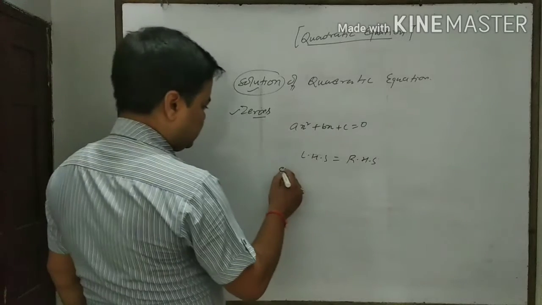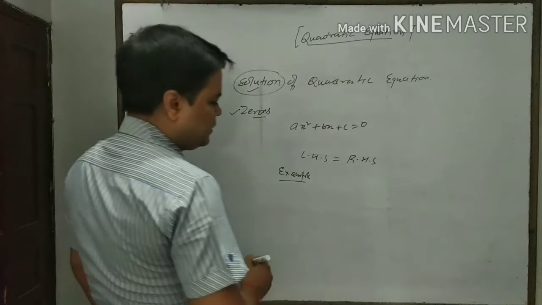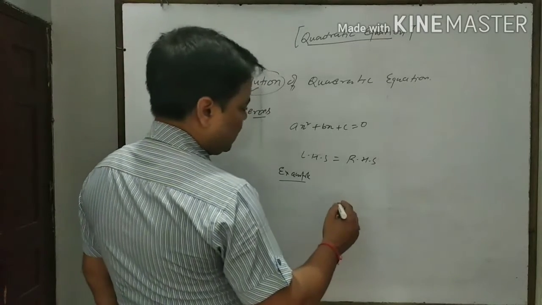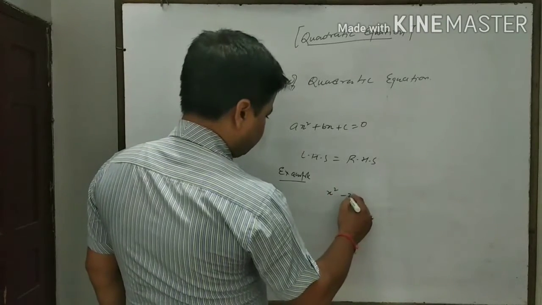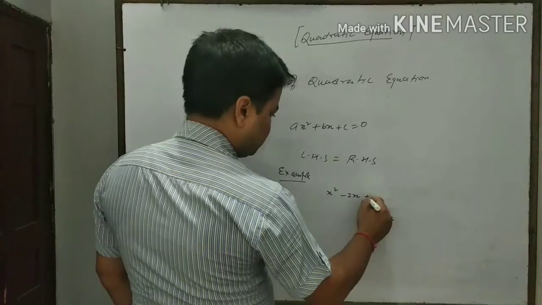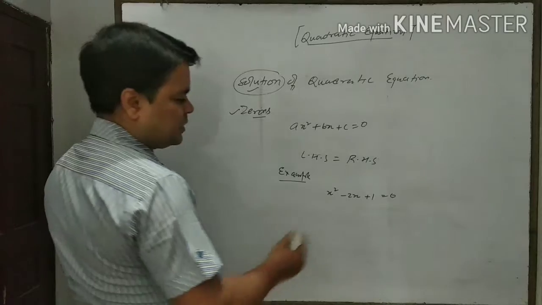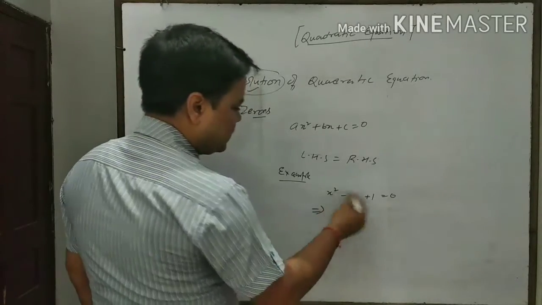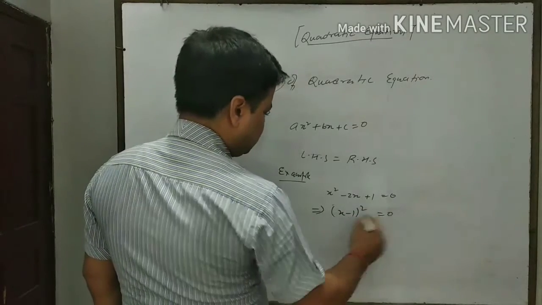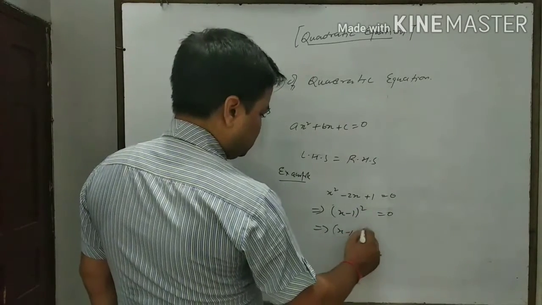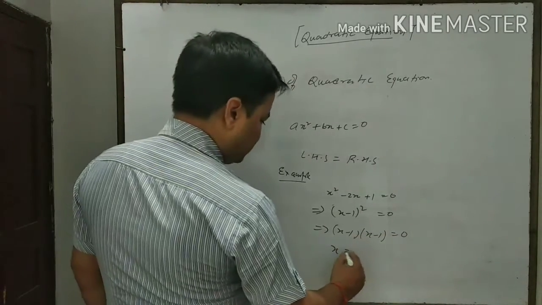Let us see an example. Just like if we have a quadratic equation x square minus 2x plus 1 is equal to 0, we know that this is the expansion of x minus 1 whole square is equal to 0. This means x minus 1 is equal to 0. After solving, we will find that the value of x is equal to 1, 1.